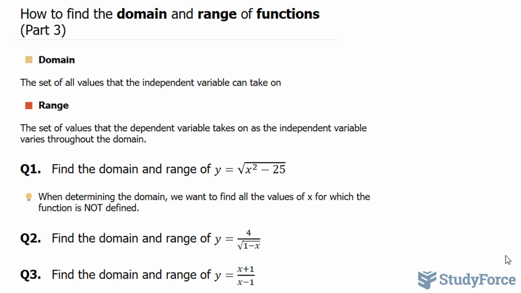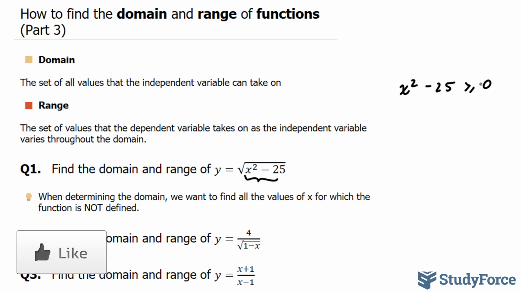Now, since our equation contains a square root, we know that this part, known as the radicand, must be greater or equal to 0 for you to produce an output y. So x squared minus 25 must be greater or equal to 0. Normally what we would do from here is we would solve for x.